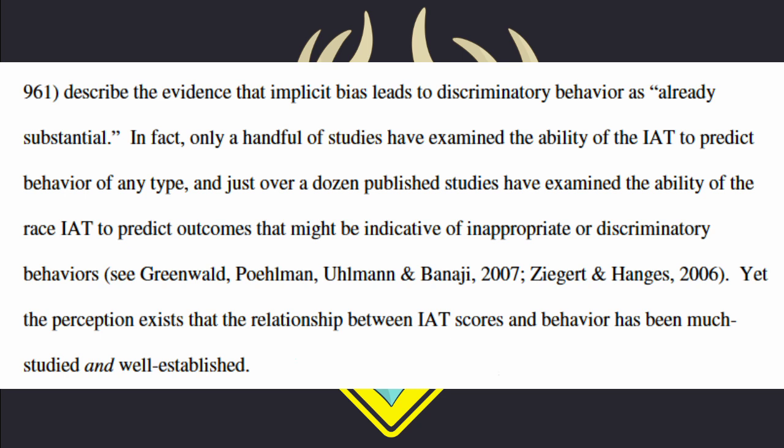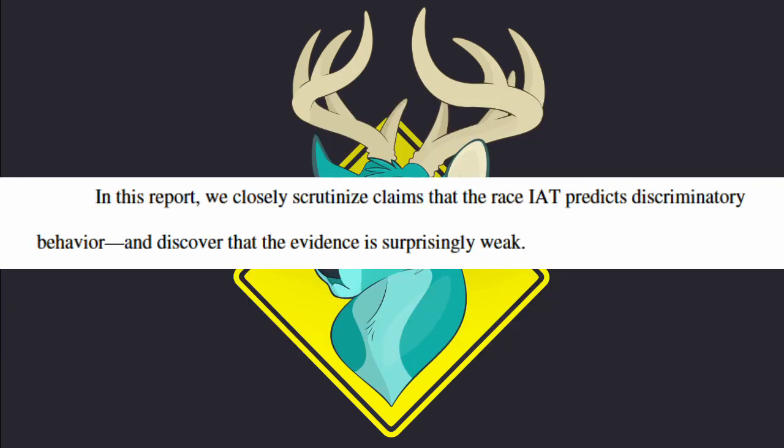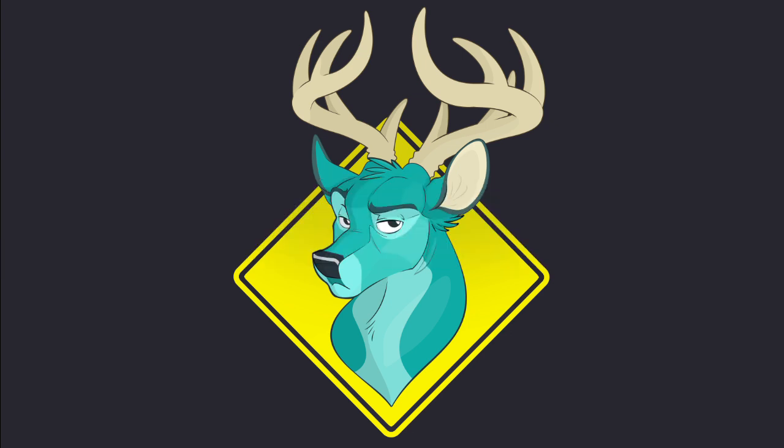Yet, the perception exists that the research between IAT scores and behavior has been much studied and well established. In this report, we closely scrutinize claims that the race IAT predicts discriminatory behavior and discover that the evidence is surprisingly weak," which shouldn't really surprise anyone given the study that we briefly looked at earlier, and this paper obviously looks at others besides. And what is interesting is that some people do seem to genuinely believe that the IAT is an accurate predictor of behavior.